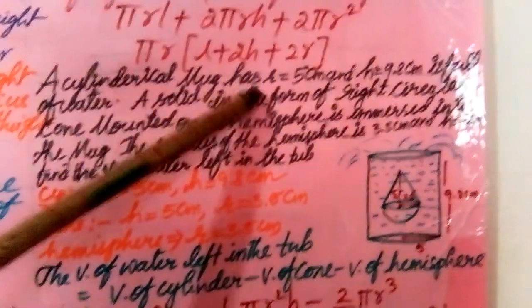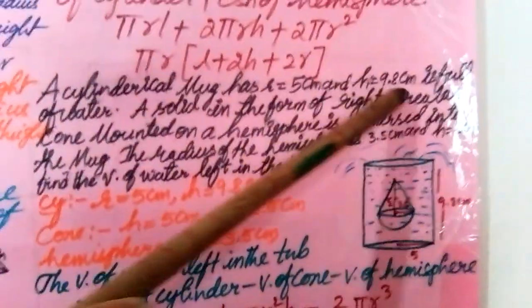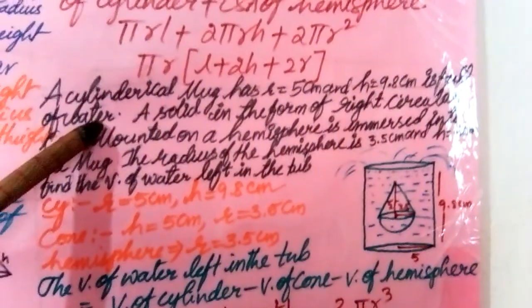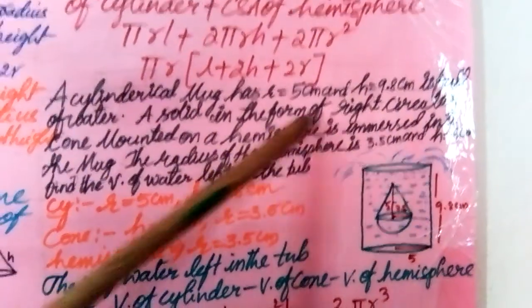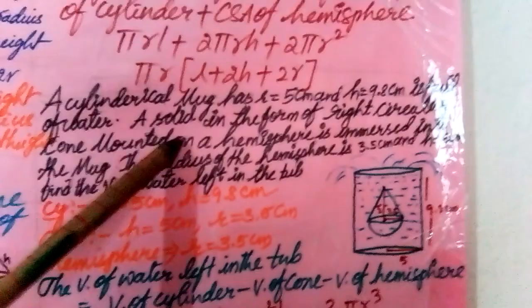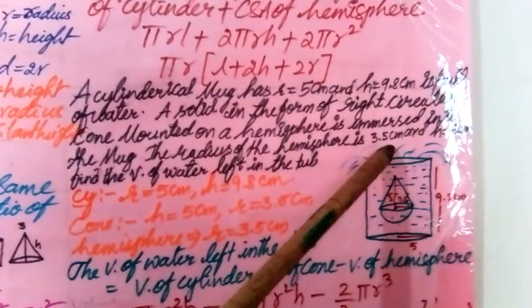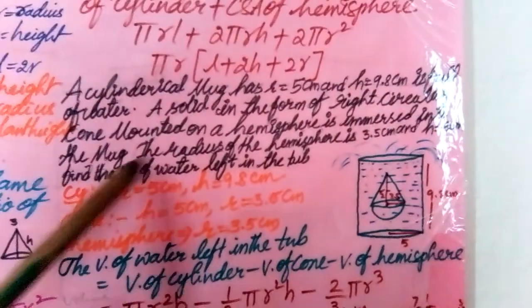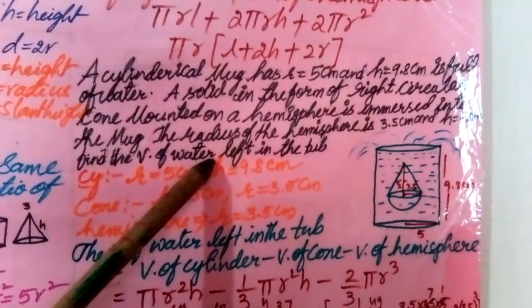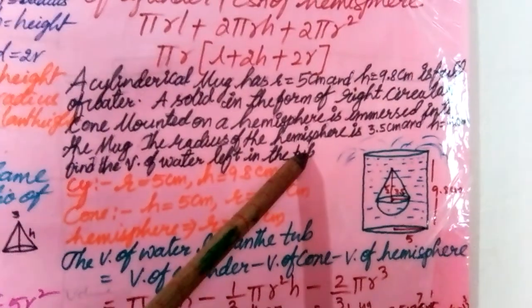A cylindrical mug has radius 5 centimeters and height 9.8 centimeters, and is full of water. A solid in the form of a right circular cone mounted on a hemisphere is immersed into the mug. The radius of the hemisphere is 3.5 centimeters and its height is 5 centimeters. Find the volume of water left in the tub.